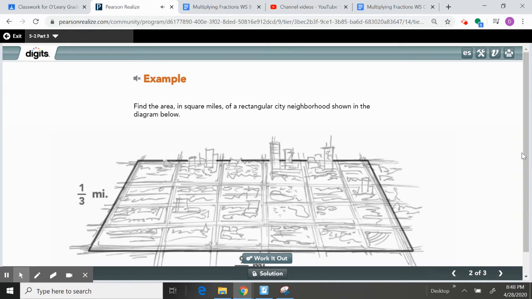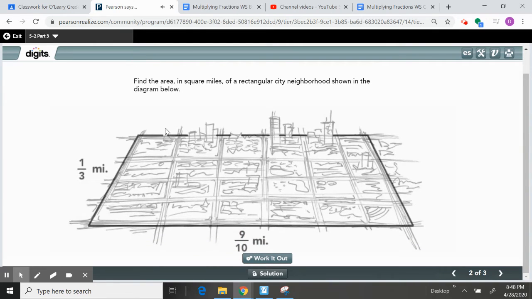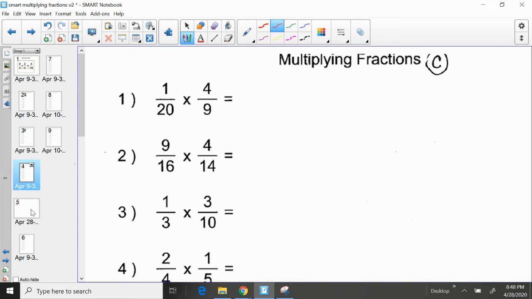Find the area in square miles of a rectangular city neighborhood shown in the diagram below. The important thing is that you find that it's 1/3 of a mile by 9/10 of a mile. And if you multiply 1/3 times 9/10, you will get your answer. So 1/3 times 9/10. So you might want to take a piece of paper. I'll show you what I would do.